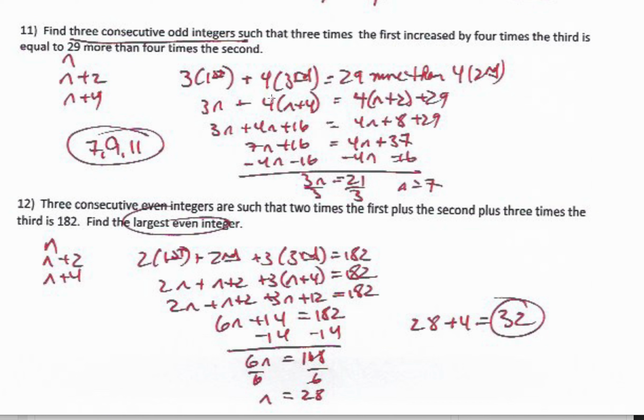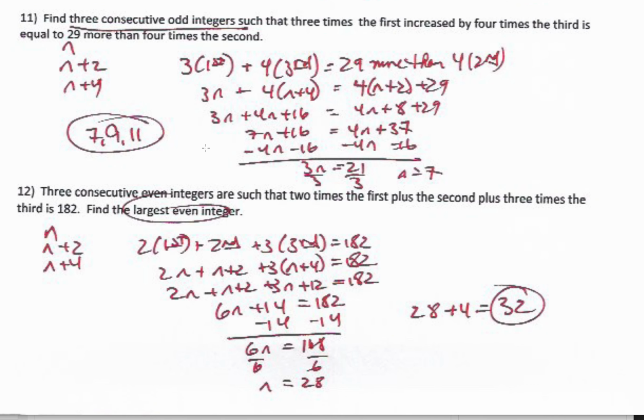Little algebra here. Distribute the 4, 3n plus 4n plus 16. Distribute the 4 on the other side, 4n plus 8 plus 29. Little same side, same operation here. Group things together. That would give me 7n plus 16 is 4n plus 37. Subtract 4n from both sides. 3n is equal to, and then 37, I also minus the 16 at the same time. So I did it all in one step. Minusing the 16 is 21. Dividing by 3, n is 7. So those 3 consecutive odds are 7, 9, and 11.